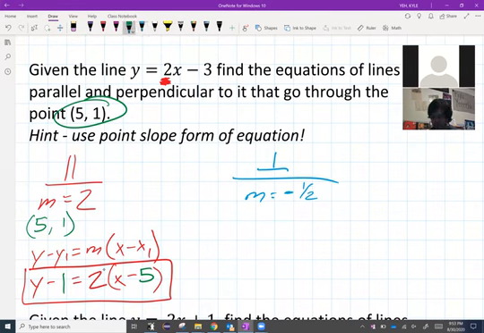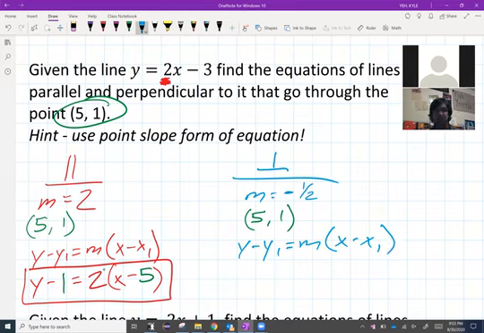We're still going through the same point, we're told, (5, 1). And I still know my point slope form: y minus y1 equals m times (x minus x1). So let's fill in what we need. y minus something equals something times (x minus something). I know x minus 5, y minus 1, because those are the two coordinates for the point we're given. And m, we now know, is negative 1/2.